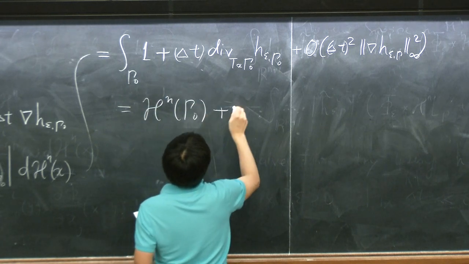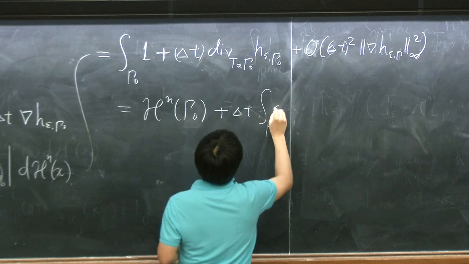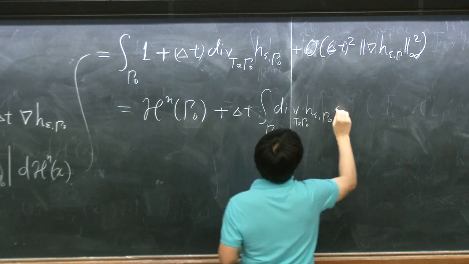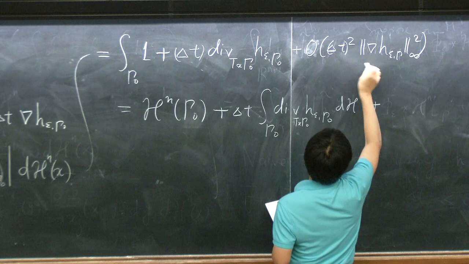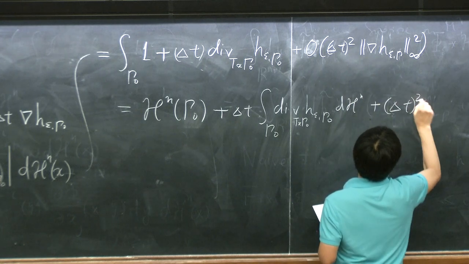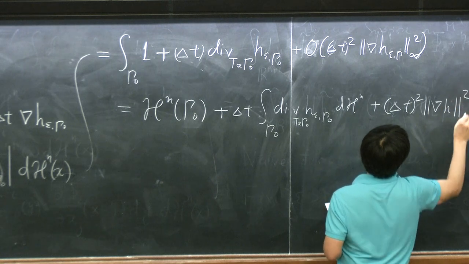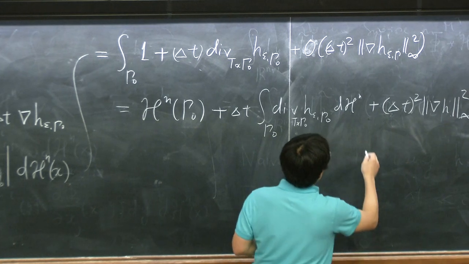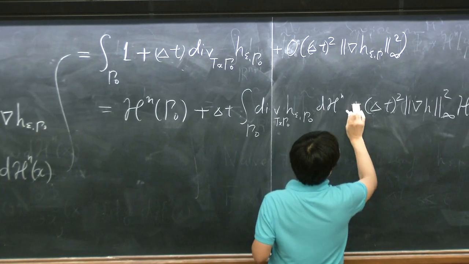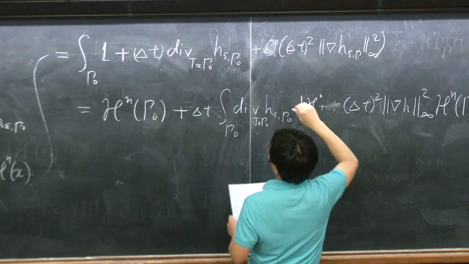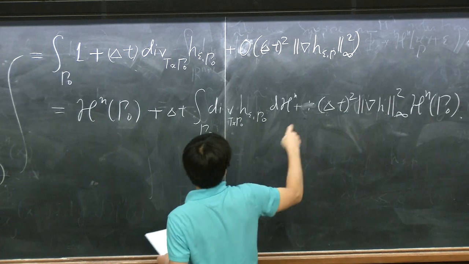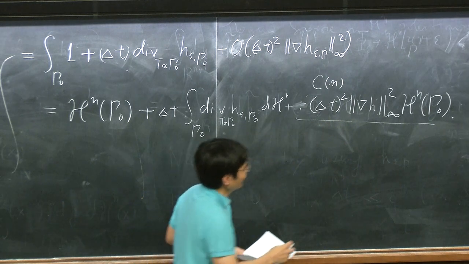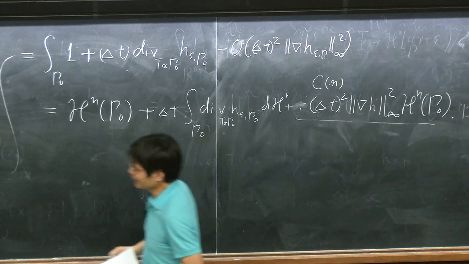Gamma 0 plus this delta t times this divergence of this h restricted to this tangent space. And the rest is of order t square, h square, and the measure. Or, well, maybe it's not quite right, but anyway, you can actually look at the difference and then bound it by this times a constant. Okay, so that's the idea. So that's a proof of this.